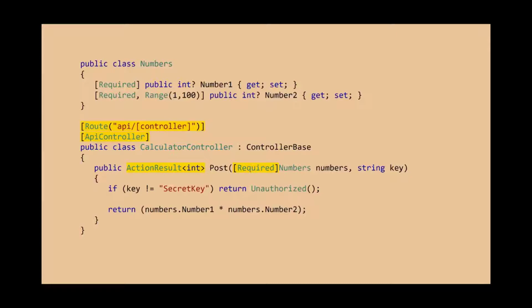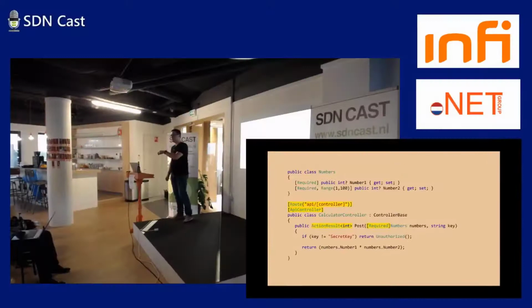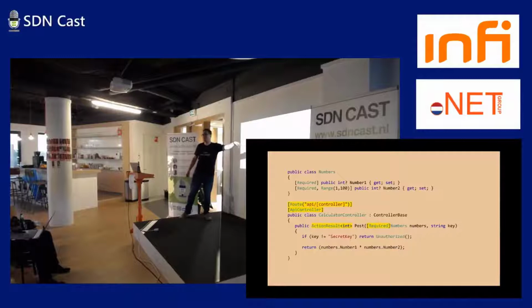Did you guys know you can do this? Add required to your inline parameters and make it required inline. It's the same as doing this, but it's on that label, because numbers itself can be null. Any case, so moving on, I'm returning an action result of int.